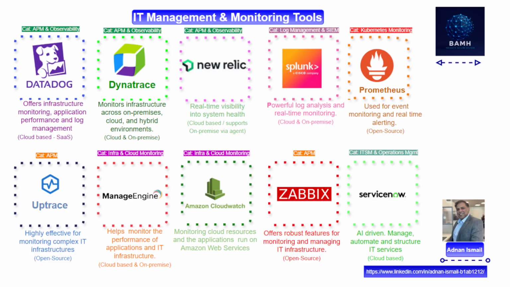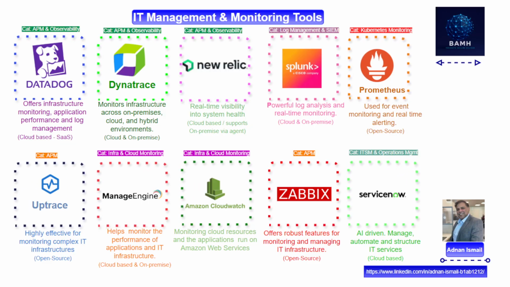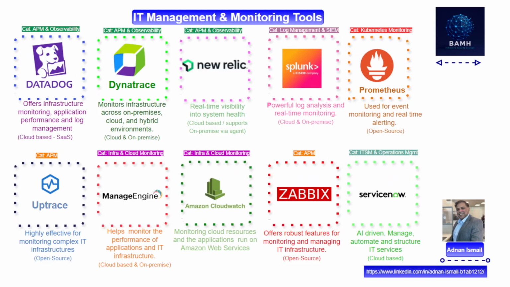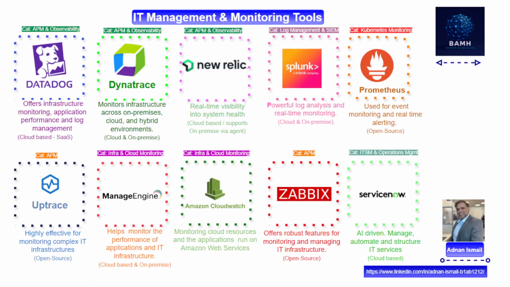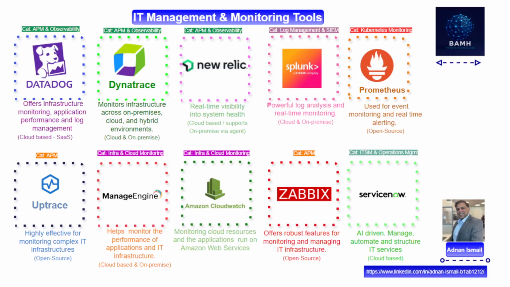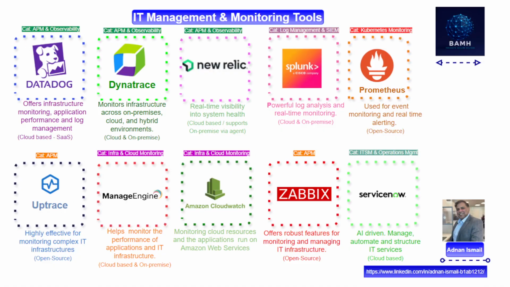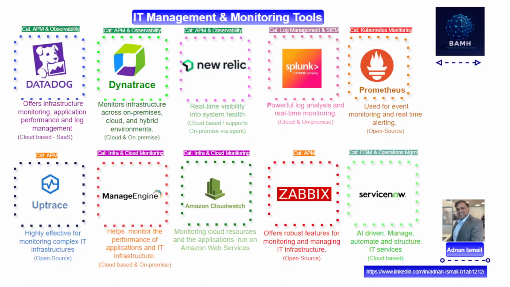Amazon CloudWatch is an Amazon Web Services monitoring and observability service that collects and tracks metrics, logs, and events from AWS resources and applications, providing a unified view of operational health and performance. Zabbix monitors numerous parameters of a network and the health and integrity of servers. Zabbix uses a flexible notification mechanism that allows users to configure email-based alerts for virtually any event. This allows a fast reaction to server problems.